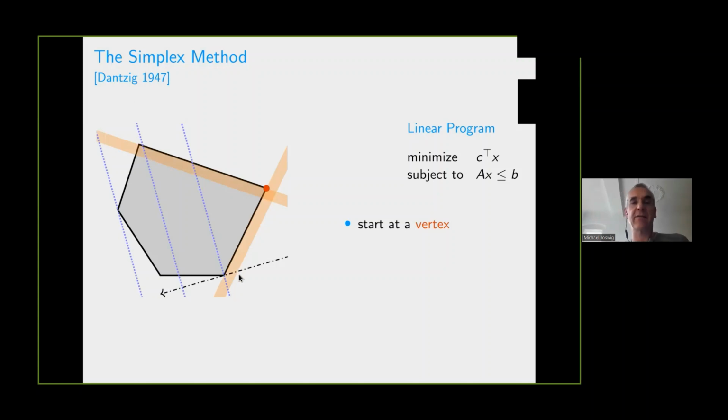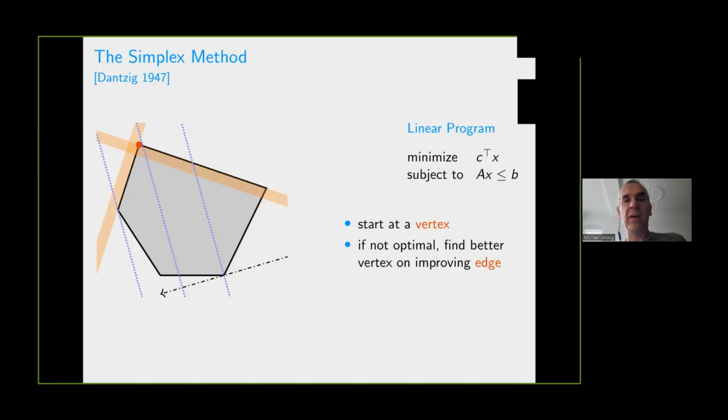Okay, so that is a different problem, but it's kind of easy. We start at a vertex, and then we take edges of the polyhedron, which defines the feasible region, and to optimize, we move from one vertex to a better vertex until we cannot improve any further. So this is what the simplex method does.